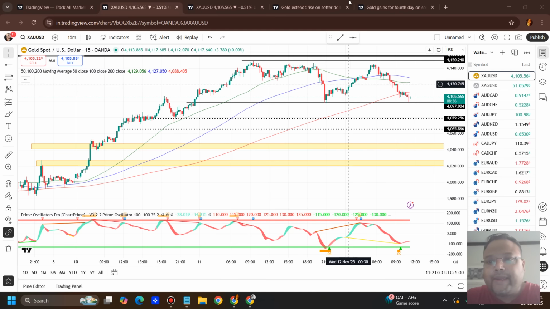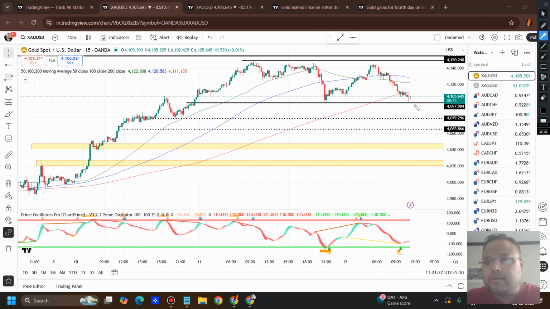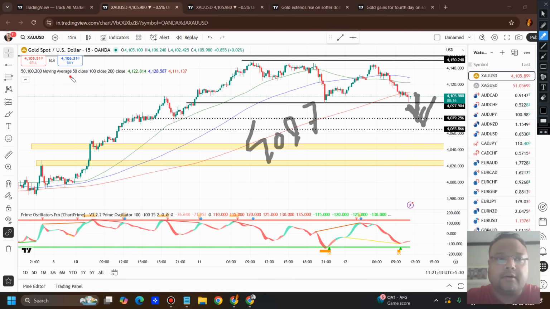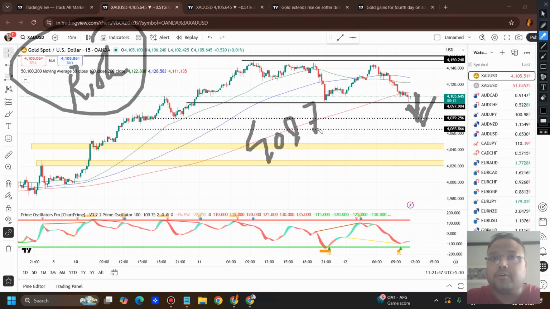Right now we can see that gold is trying to take support around 4100, but there is a chance that market may drop below 4097 as well. Right now market is struggling, but during the day, or especially during the European session, US session, if market drops with a red candle, if you want to take the risk, you can look for a sell as well below 4097.